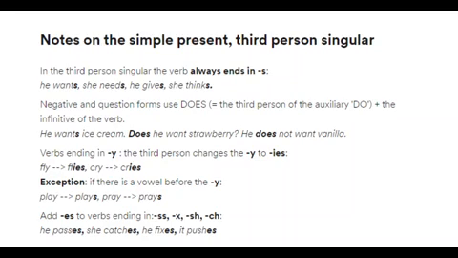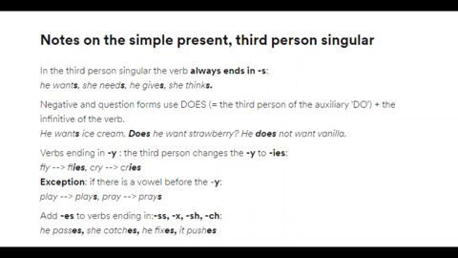Negative and question form use does. That means the third person of the auxiliary do, that means the helping verb do, plus the infinitive of the verb. He wants ice cream. Does he want strawberry? He does not want vanilla.